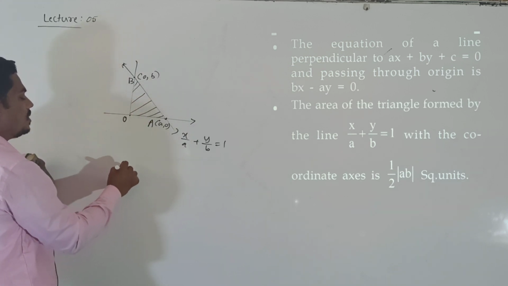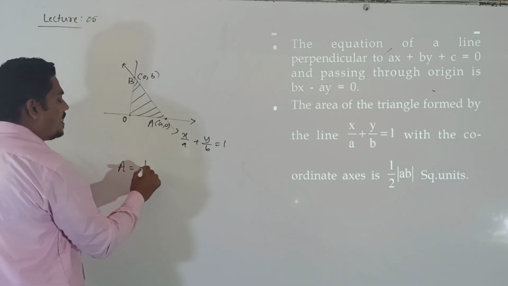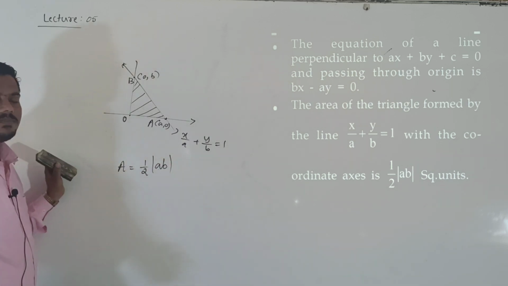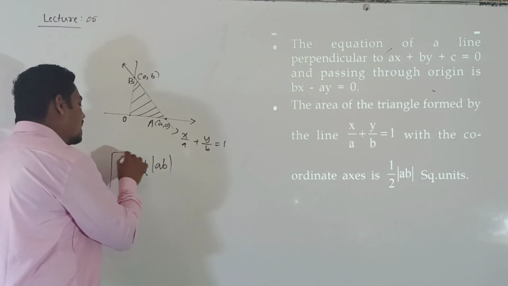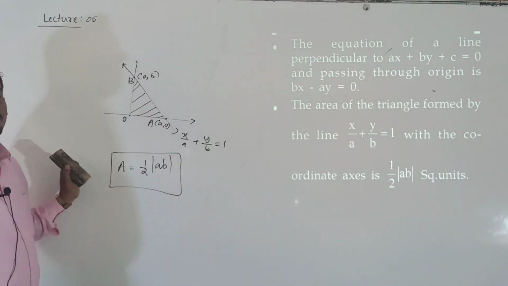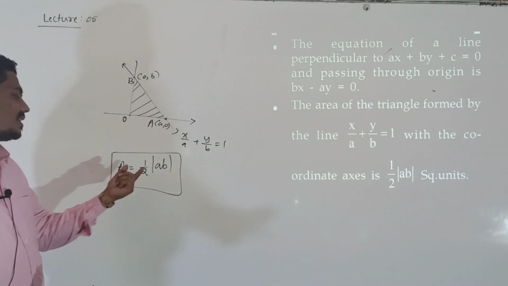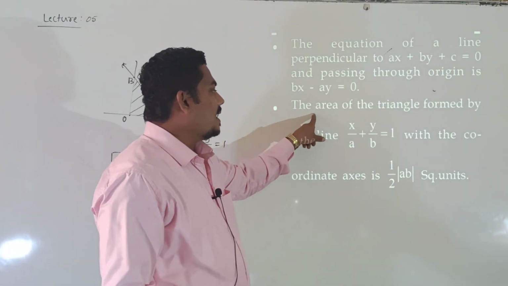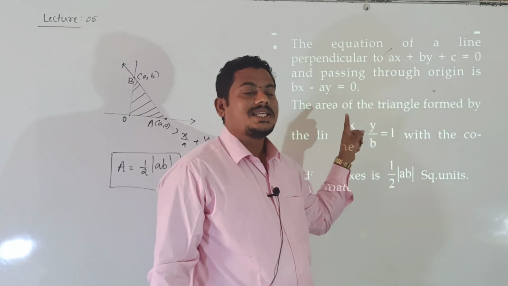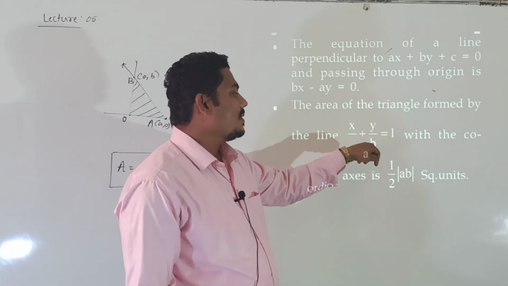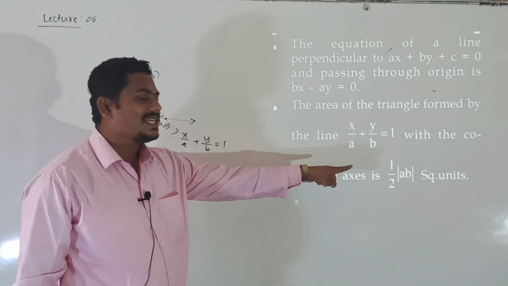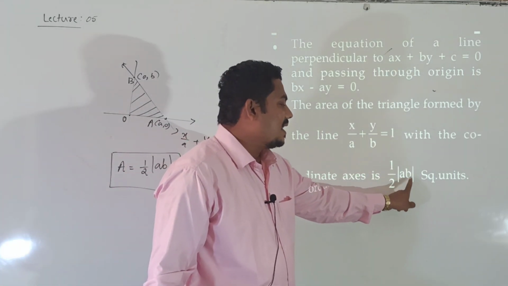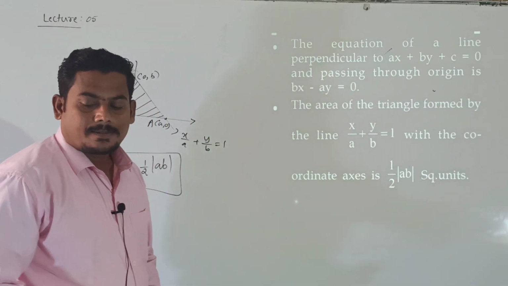Its area is equal to 1 divided by 2 times modulus of ab. Here a is the x intercept of the line and b is the y intercept. Because area is positive, for that reason consider the modulus sign. The area of the triangle formed by this line x by a plus y by b equal to 1 with the coordinate axes is 1 by 2 times modulus of ab. Here a is the x intercept and b is the y intercept of the line.